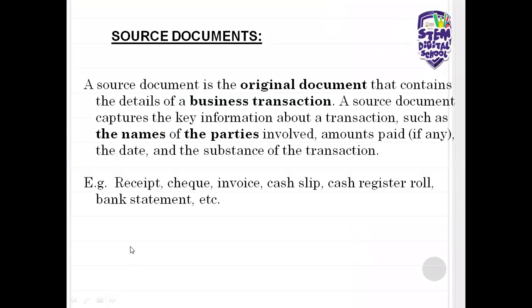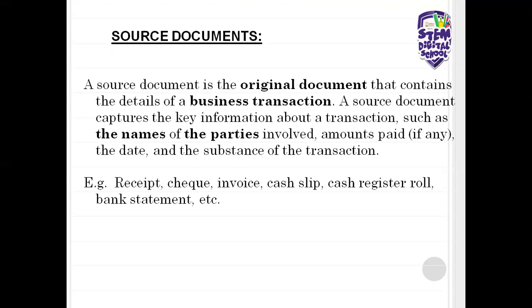Right, so for a start, what is a source document? A definition. A source document is the original document that contains the details of a business transaction. A source document captures the key information about the transaction, such as the names of the parties involved, amounts paid, the date, and the substance of the transaction.